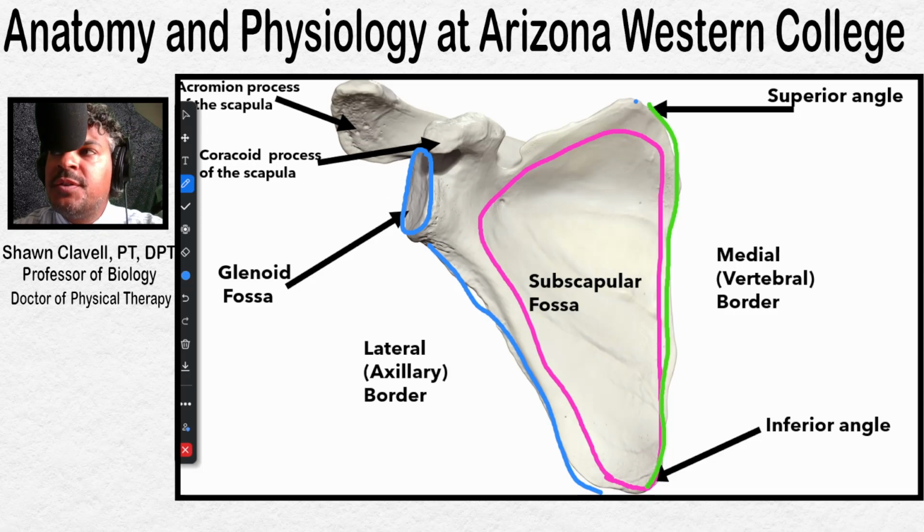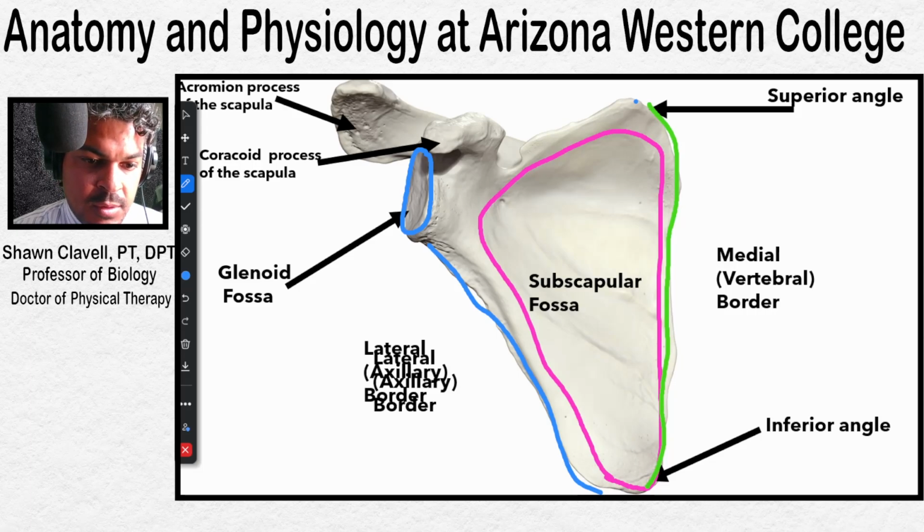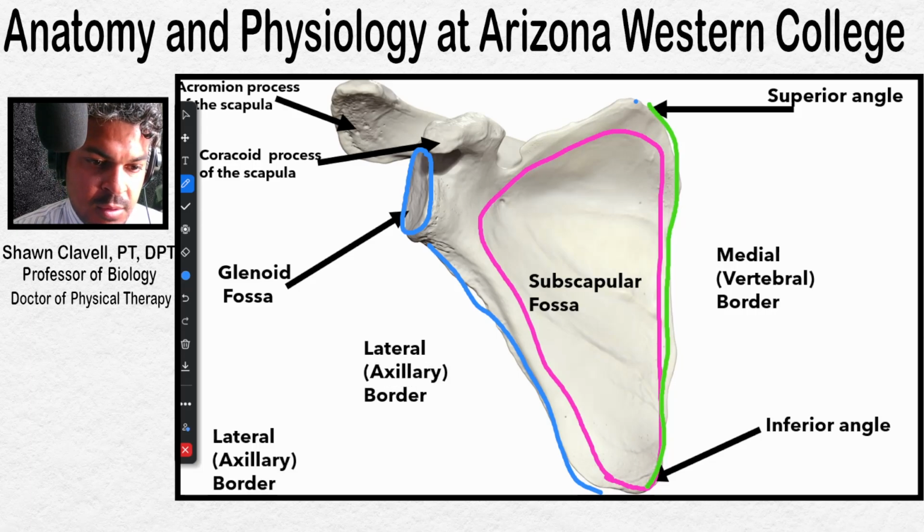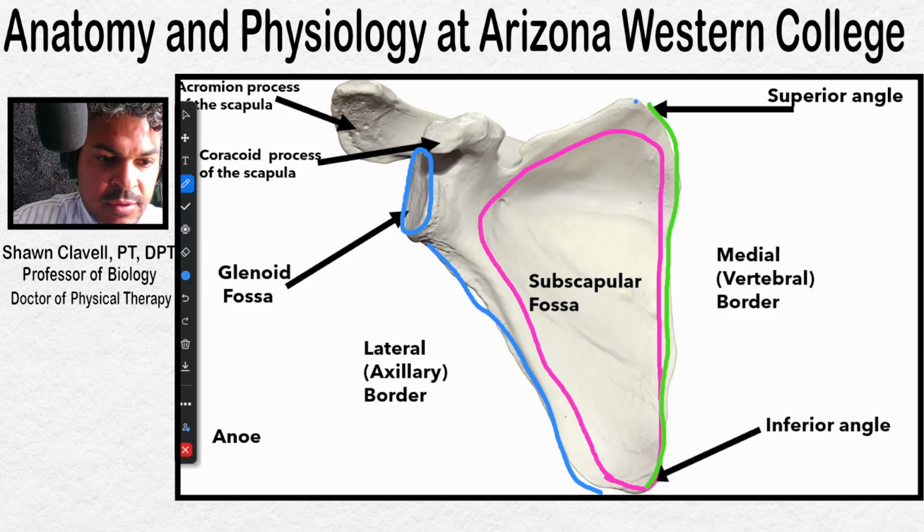So the major features as you see them from the anterior portion, again, this is the anterior. So let's put that here at the bottom of our screen. Anterior view of the right scapula.